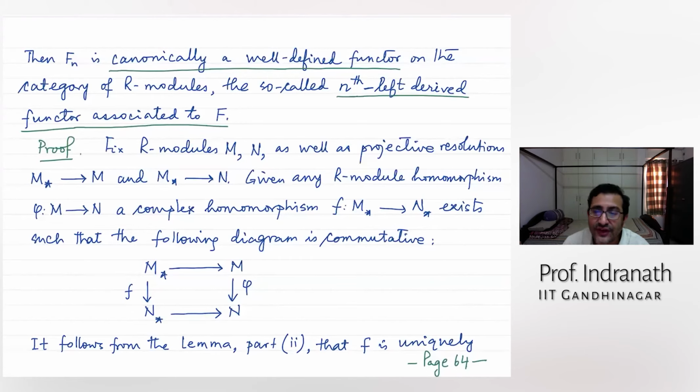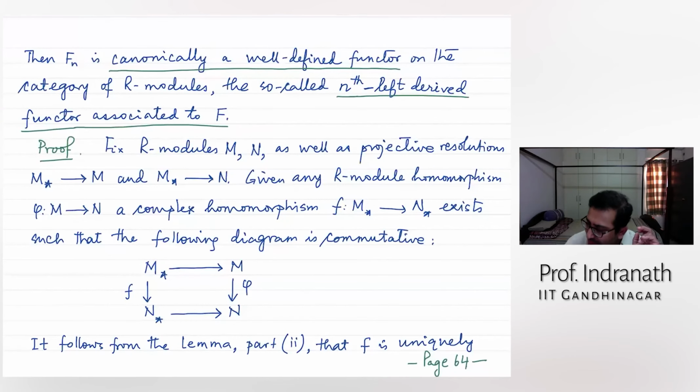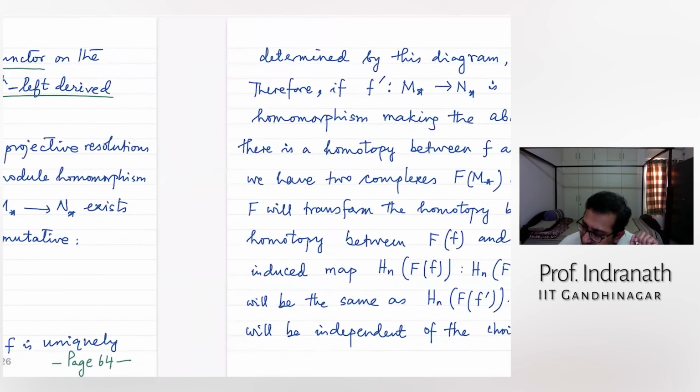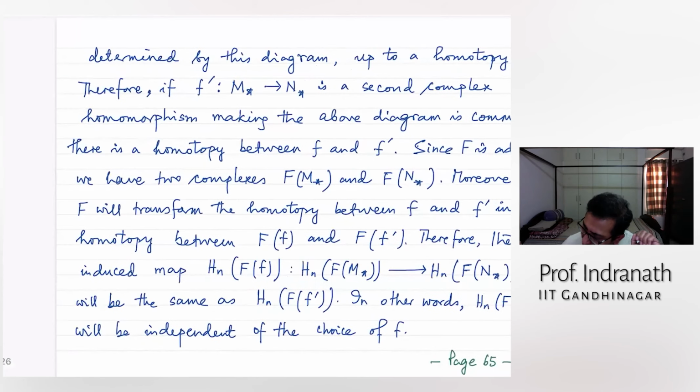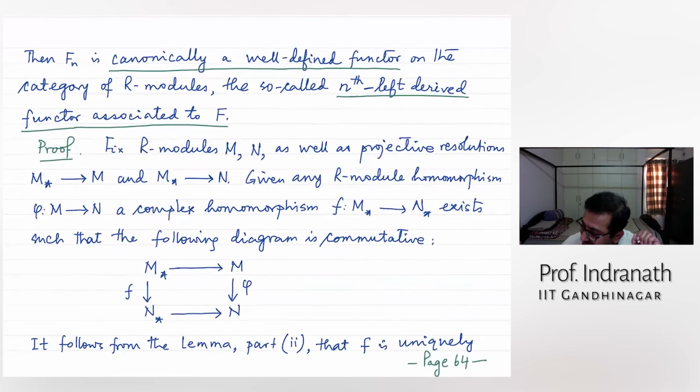We can actually define a homotopy. But once you have two complex homomorphisms and a homotopy between them, what do you know about them at the homology level? They induce the same map. So that's exactly what I'm going to write in the next slide, that up to a homotopy, it is... let me read it again. Sorry. So F is uniquely determined.